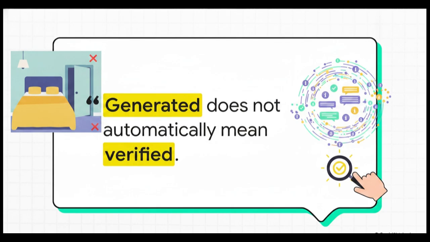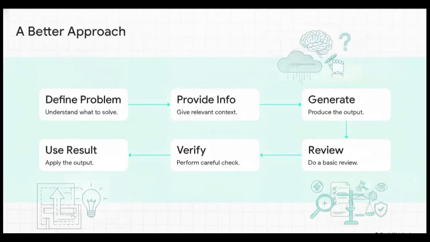The exact same concept applies to information. An AI can generate a highly confident, beautifully written answer that contains absolute nonsense. Human verification is, for sure, non-negotiable. So the weak approach is just asking an AI a question and blindly running with whatever it spits out. A much better approach requires structure. First, you define the actual problem, then you provide the relevant context, and let the AI generate the output. But crucially, before you ever use the result, you absolutely must review and verify it.